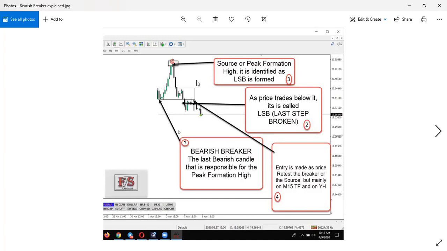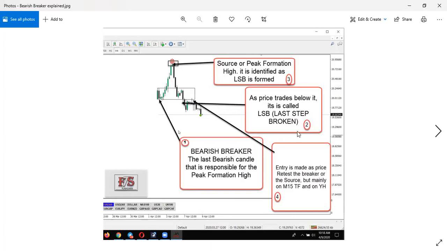Now look at this. This is a bearish breaker, because it's the last bearish candle that you see before the peak formation high. And as price trades below it, it is called LSB. As we identify the LSB, we pick the peak formation candle as our source. Now, like I said, we will not trade unless there is a retest. Price might do a retest on the breaker. I will tell you three things that will likely happen.